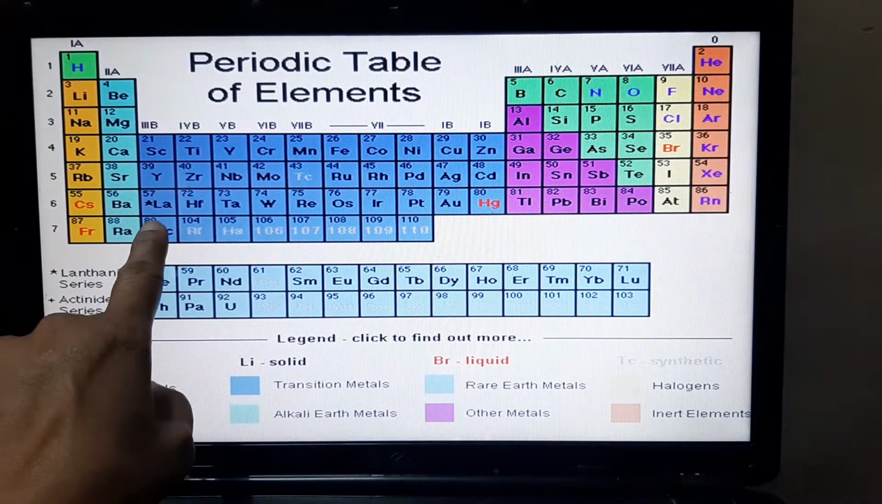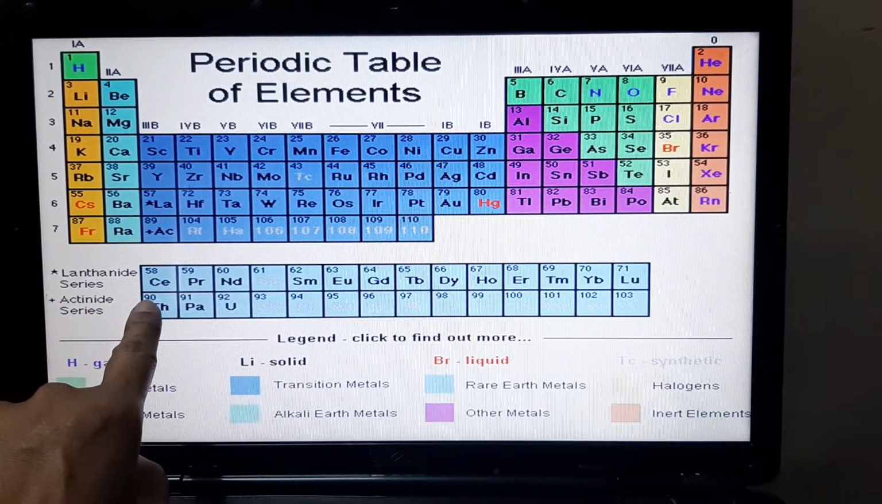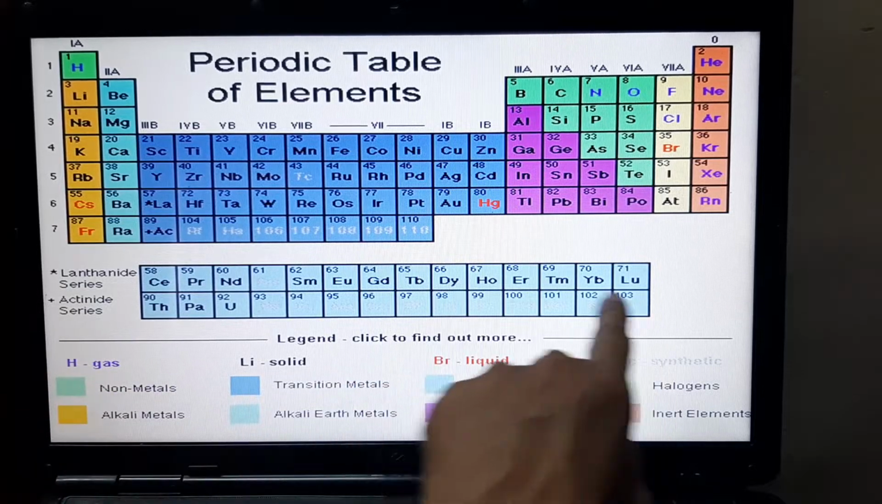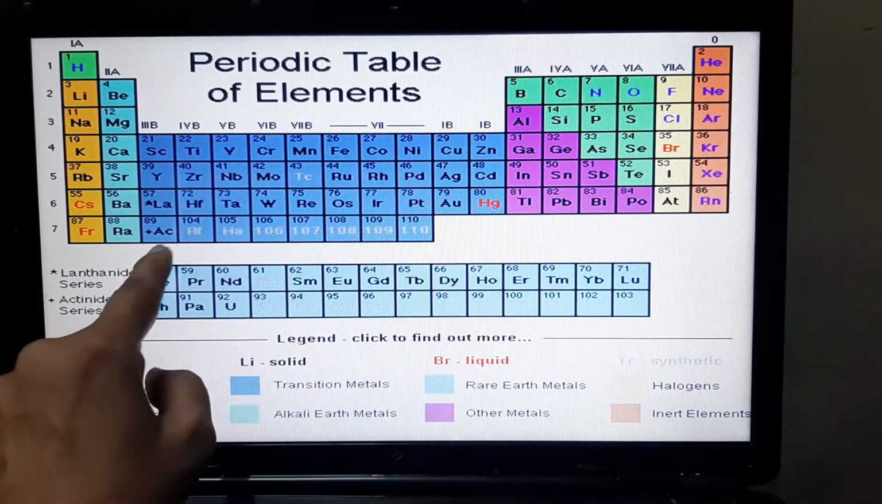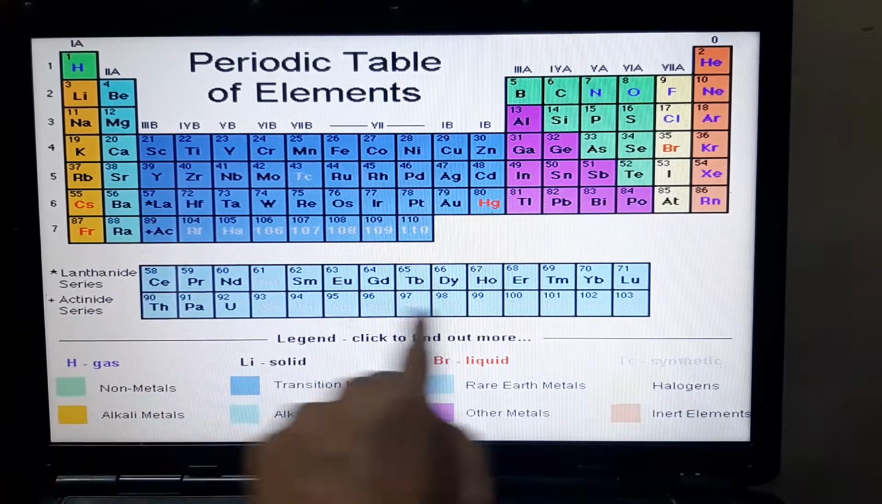Likewise, 89 is actinium. Over here you have thorium, which is 90. Elements 90 to 103 have similar properties to actinium. Therefore, since they would all have to be placed here, you won't be able to see them. They have placed them below.